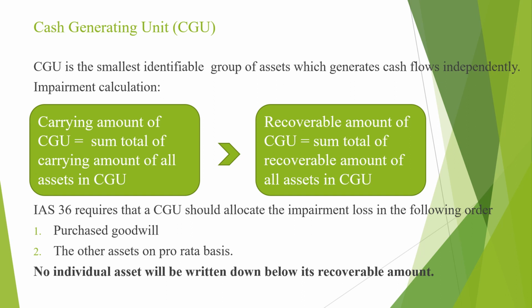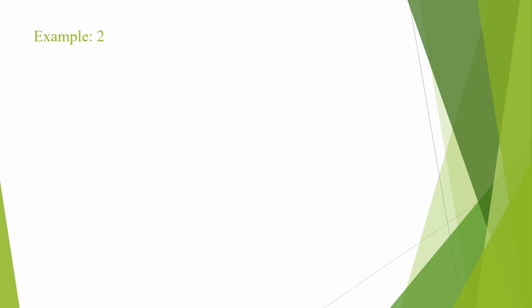And generally, each CGU also has current assets. Now, current assets are always carried at their recoverable amount. Therefore, as I have highlighted here, no individual asset will be written down below its recoverable amount. So when you are allocating the impairment loss, current assets may not be allocated any impairment loss. Let me explain this to you again with an example.